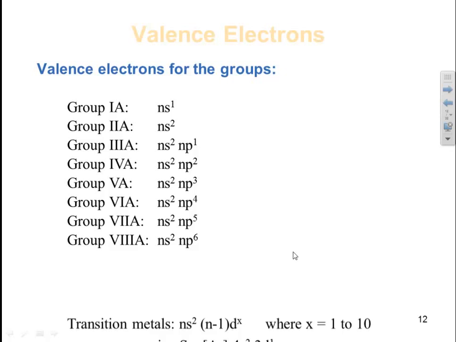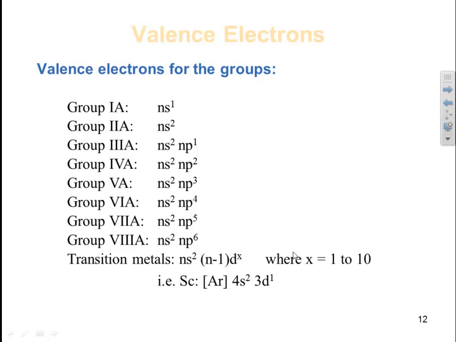Now what about the transition metals? Transition metals tend to be ns2, (n-1), remember it's one level less, d to the x, where x could be 1 to 10. So for scandium, you have argon 4s2, 3d1, so in essence, your valence shell is 4s2, 3d1.